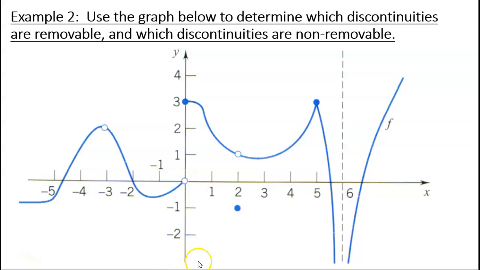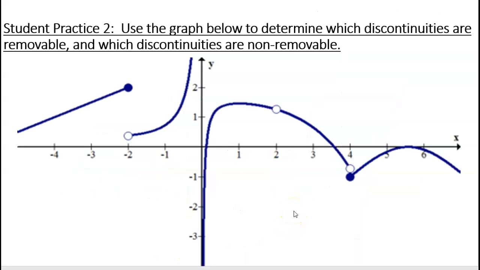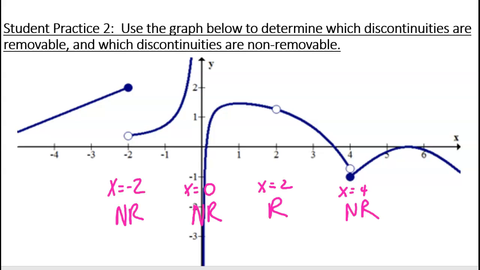Anyway, there's that. So I want you guys to go through here, and I want you to identify all the discontinuities and also identify which ones are removable and which ones are not. All right? Pause the video, and when you unpause it, you'll see the solution. Okay, and here's your solutions.